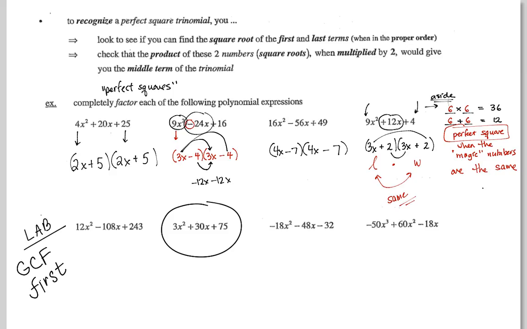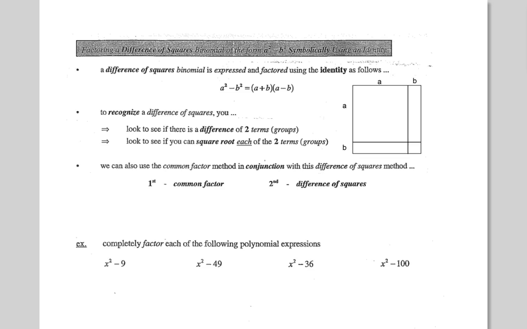So when we go into the lab, we're going to try these 4. But you have to remember to take out the GCF first, or you're going to be doing all this extra work that's going to drive you nuts. Okay? So those 4 for the lab. Now we got to do one more thing. This one's the difference of squares.